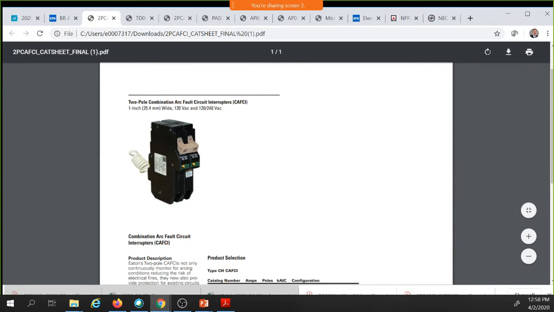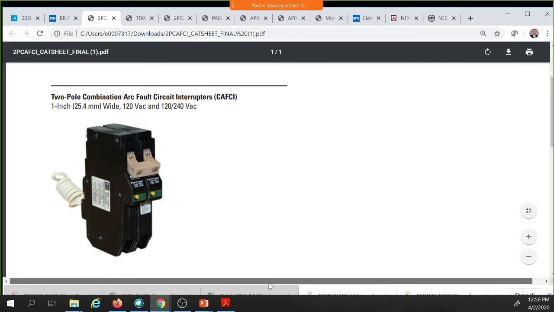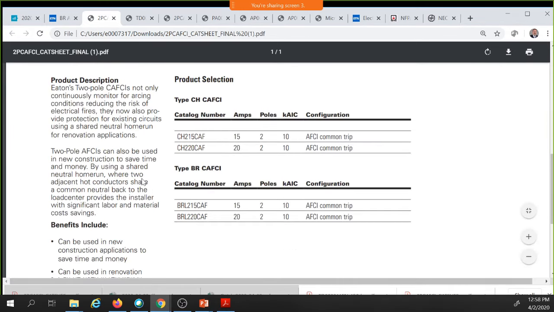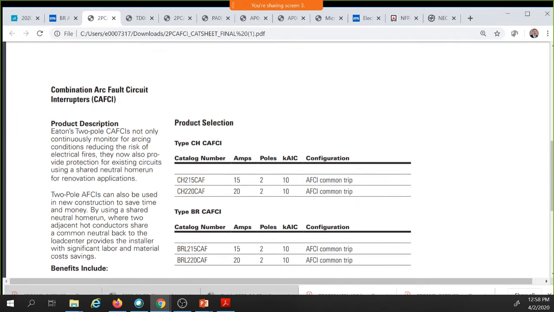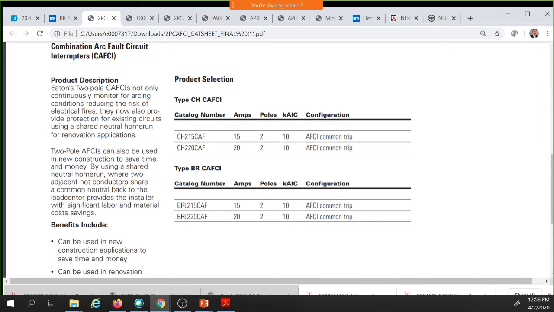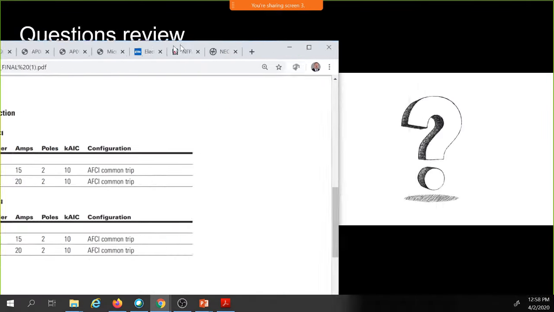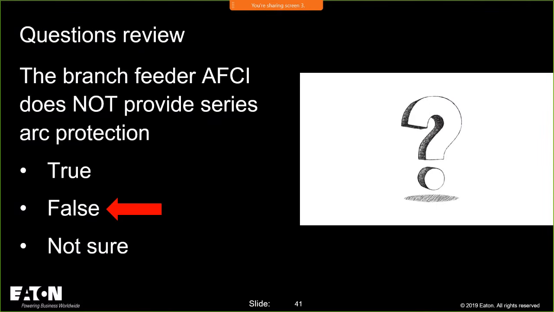and lo and behold, we have a two-pole combination type AFCI. So yes, they exist. Two-pole combination AFCIs not only continuously monitor arcing conditions, reducing the risk, they also provide protection for existing circuits using shared neutral, home run, or renovation applications. So there's no excuse. If you have a shared neutral application, you can definitely provide protection for that circuit. So you're looking for a two-pole AFCI.